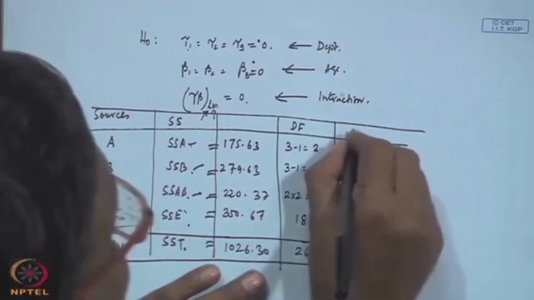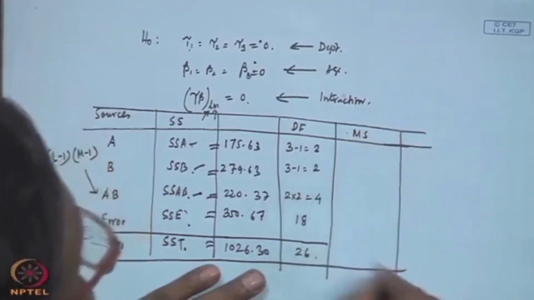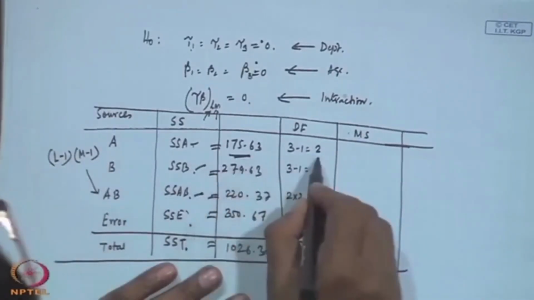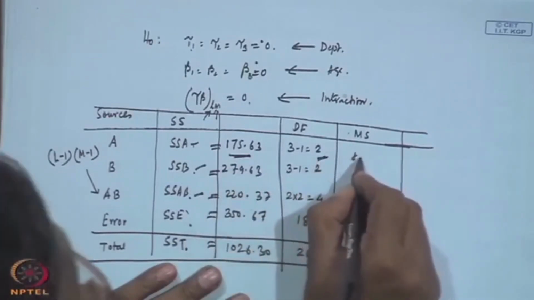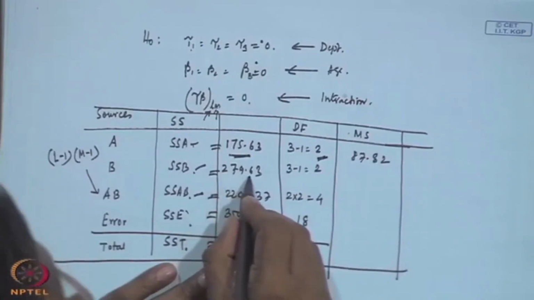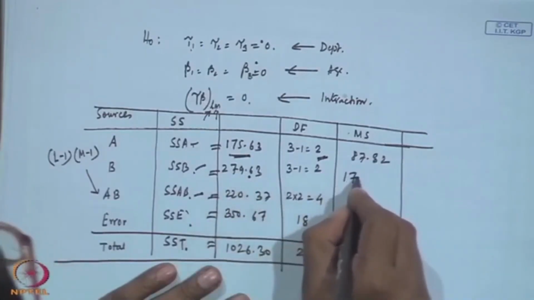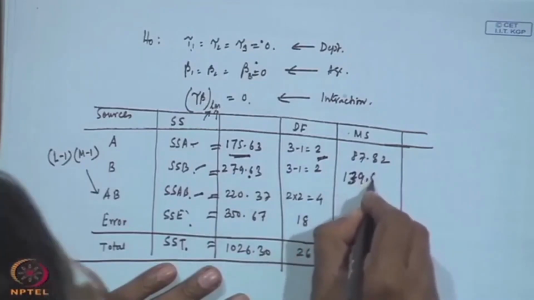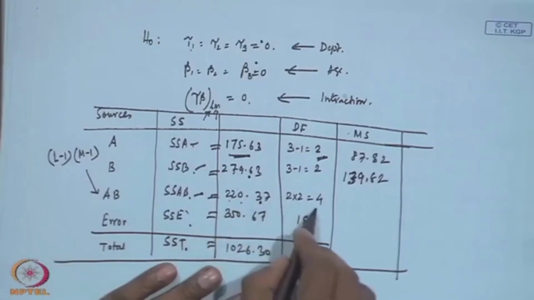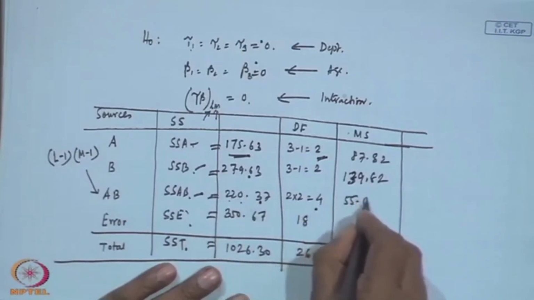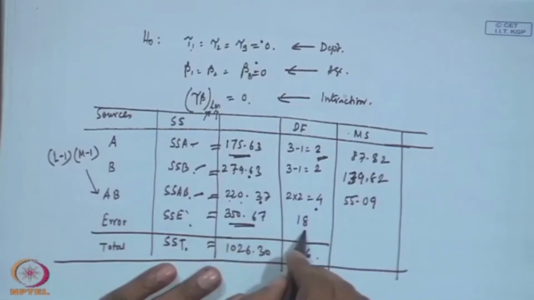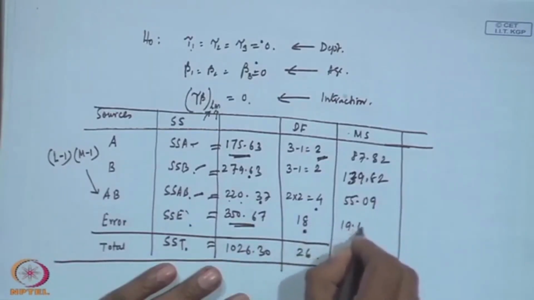Now, what will be your MS then? MS will be 175 by 2, that is 87.82. 279.63 by 2, that is 139.82, then 220.37 by 4, this will be 55.09, 350.67 divided by 18, this is your 19.48.